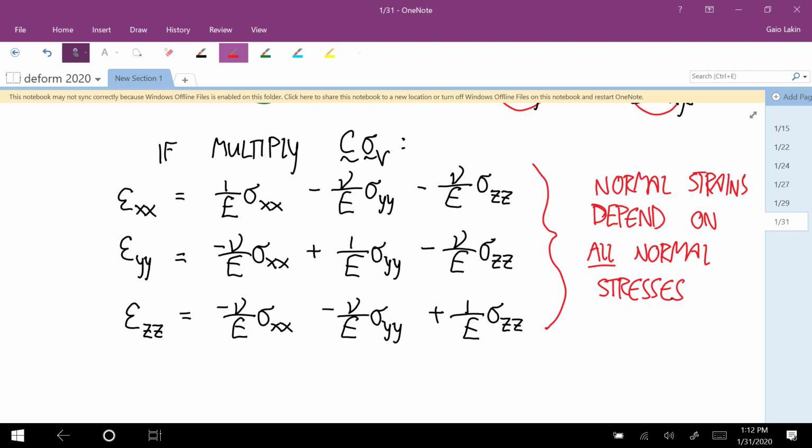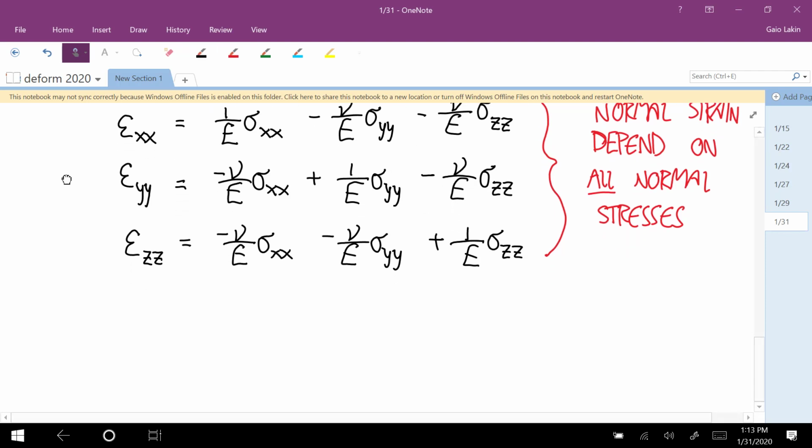Okay, so it's that Poisson's effect. That's what you measure with the Poisson's ratio. So if you're measuring the deformation in this direction, and you compress it down in this direction, the deformation is going to be affected. Okay, so that's true for along every axis for normal strains.